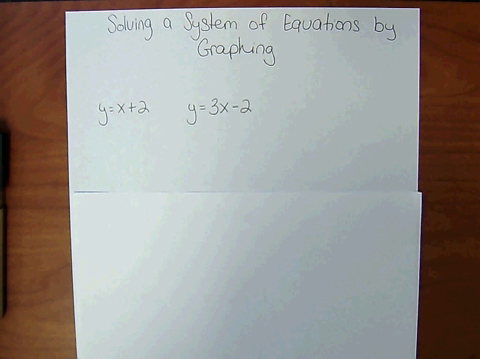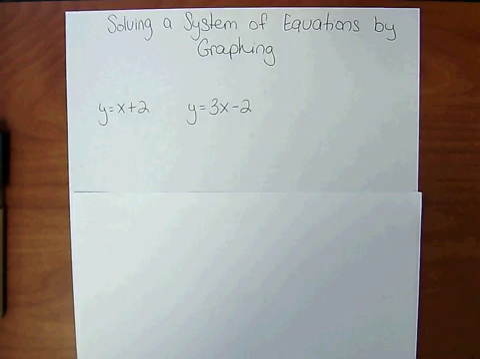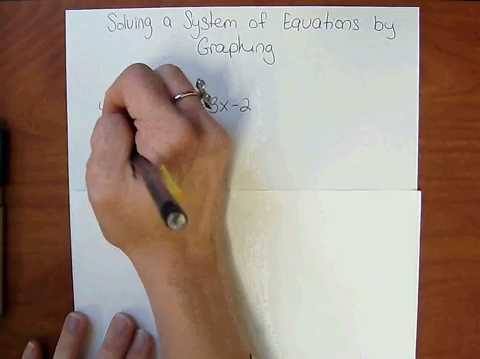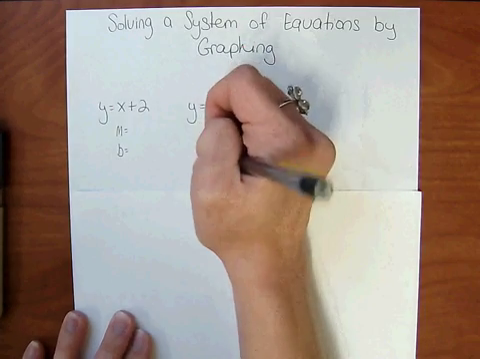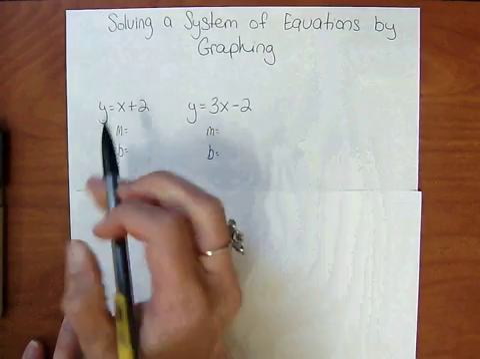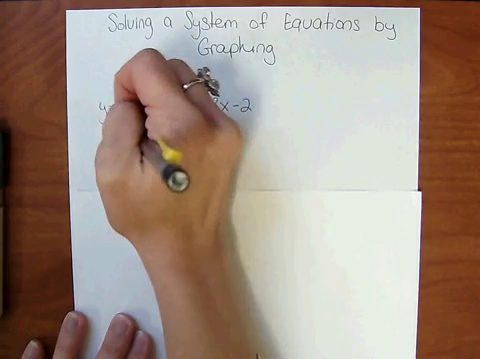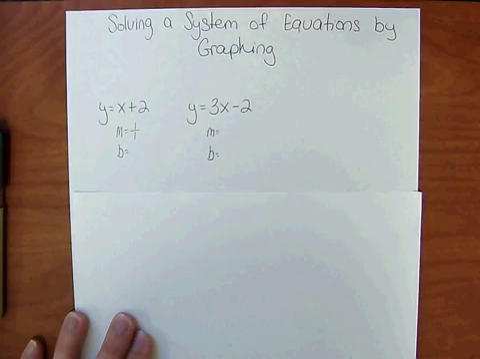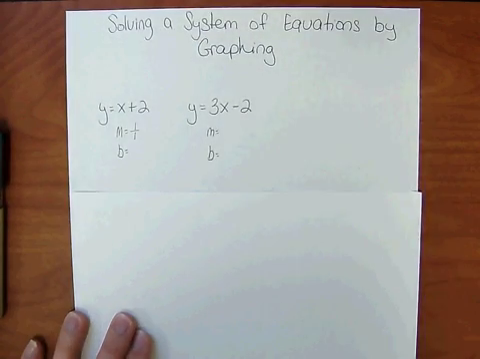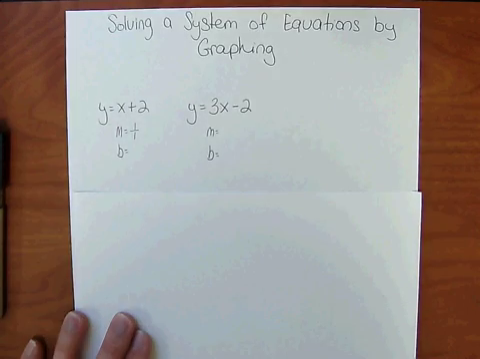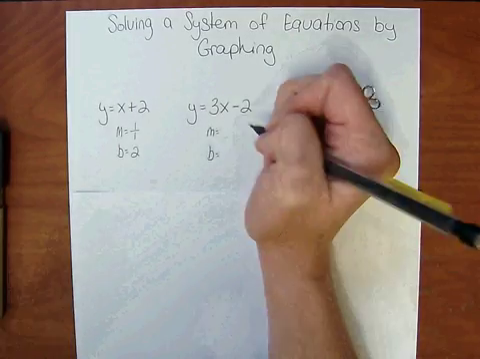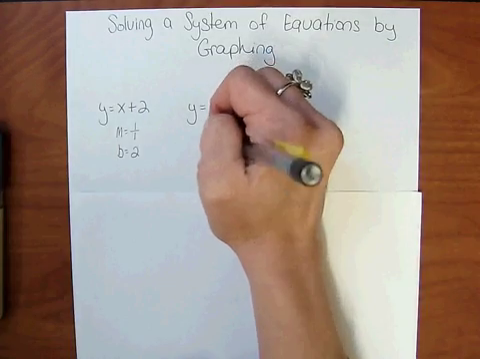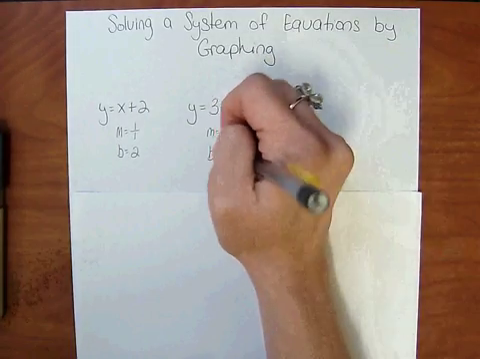Both of these equations are in slope-intercept form. So in order for us to graph, we need to identify the slope and y-intercept. Slope of the first equation is 1. And I like to write it as a fraction, 1 over 1, because when we build our line, we need to use the rise over the run. The y-intercept is 2. For the second equation, slope is 3 over 1, and the y-intercept is negative 2.